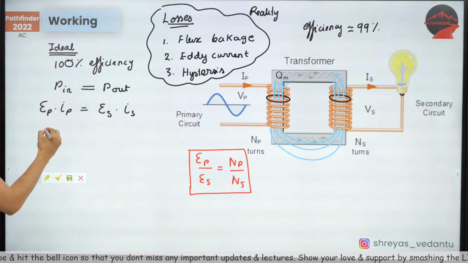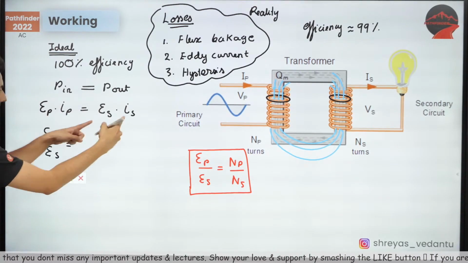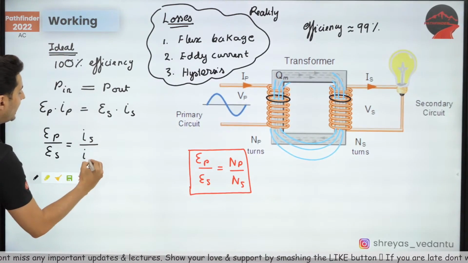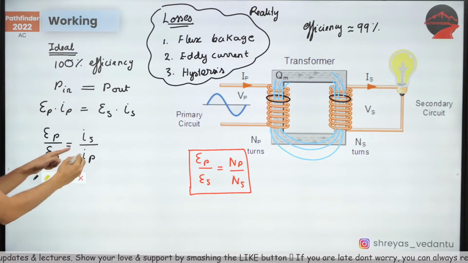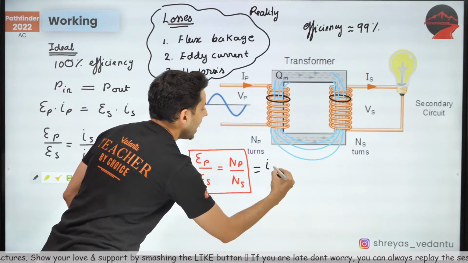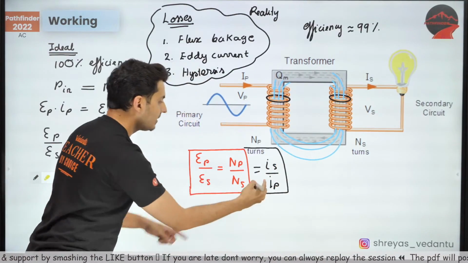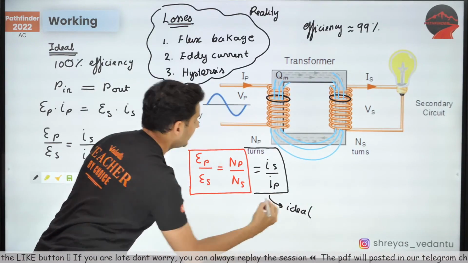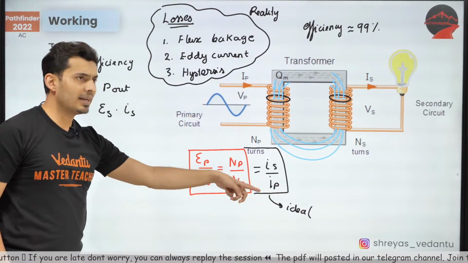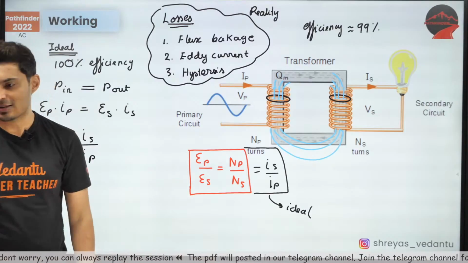Okay, let me just do this. So therefore, EP by ES will be IS by IP. But EP by ES is NP by NS. So therefore, I can just write this as IS by IP. So when will this happen? This second part will happen only in the case of ideal transformers. Otherwise, there will be some loss and we will solve a question based on the losses as well.